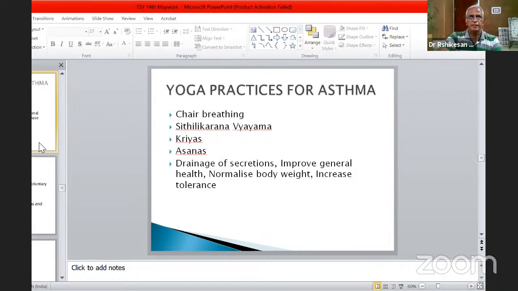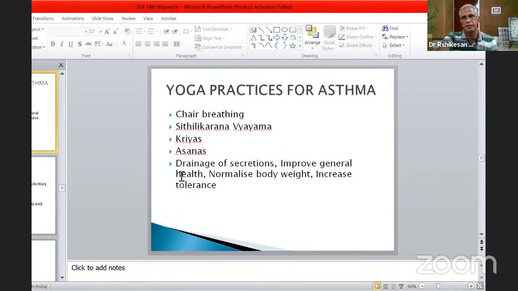So for yoga practices, we will see a few practices in general, and then the integrated approach of practice. Then one or two we can discuss in detail also. That is what we have planned. For asthma, a very effective practice is chair breathing: sitting straight on the chair, supporting the head, and then breathing. Various practices we can have.